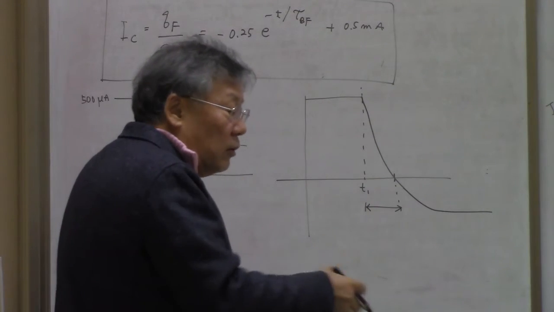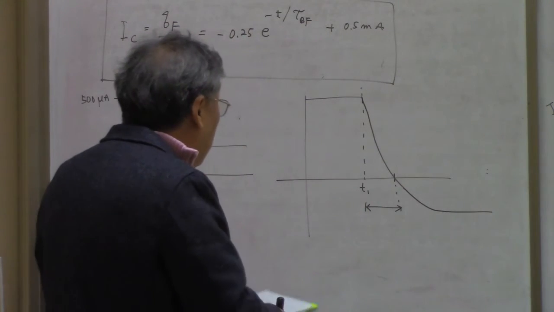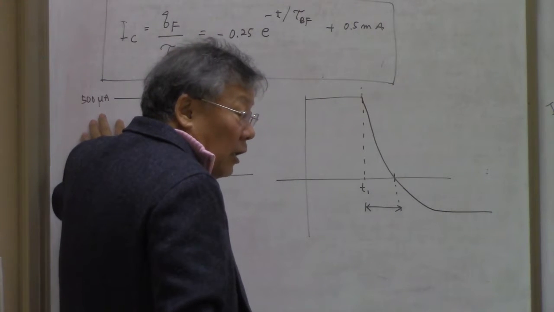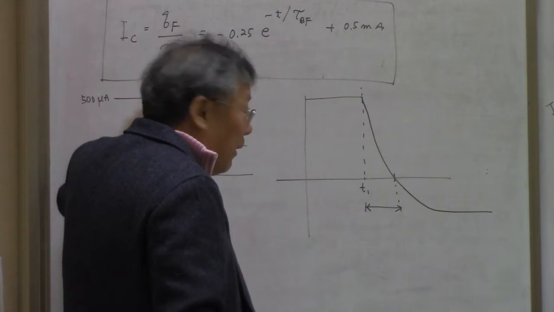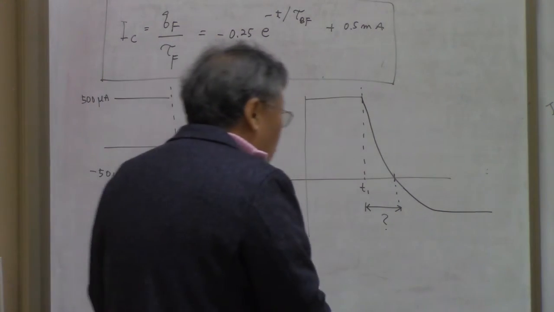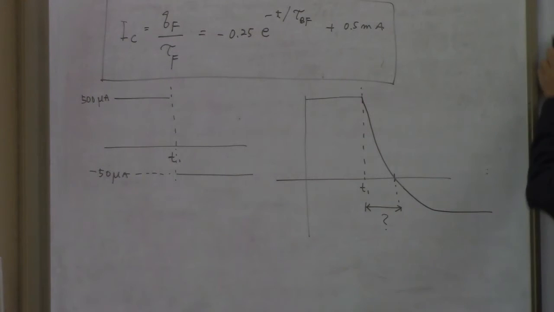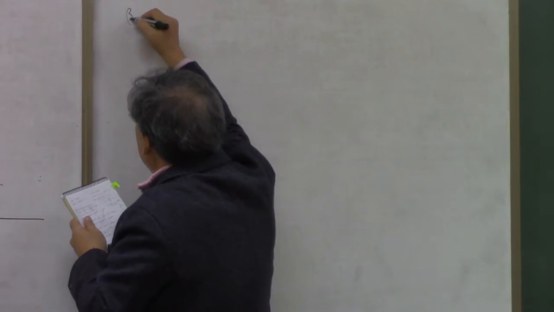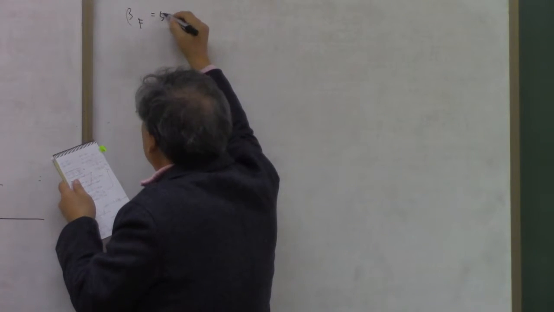And the task is we want to know how long it is going to take to take out all the stored charges in the bipolar transistor when it is operated under a base current of 500 microamps. So what is this time going to be? That's the one we want to calculate in this example. All right? So now we know these numbers.